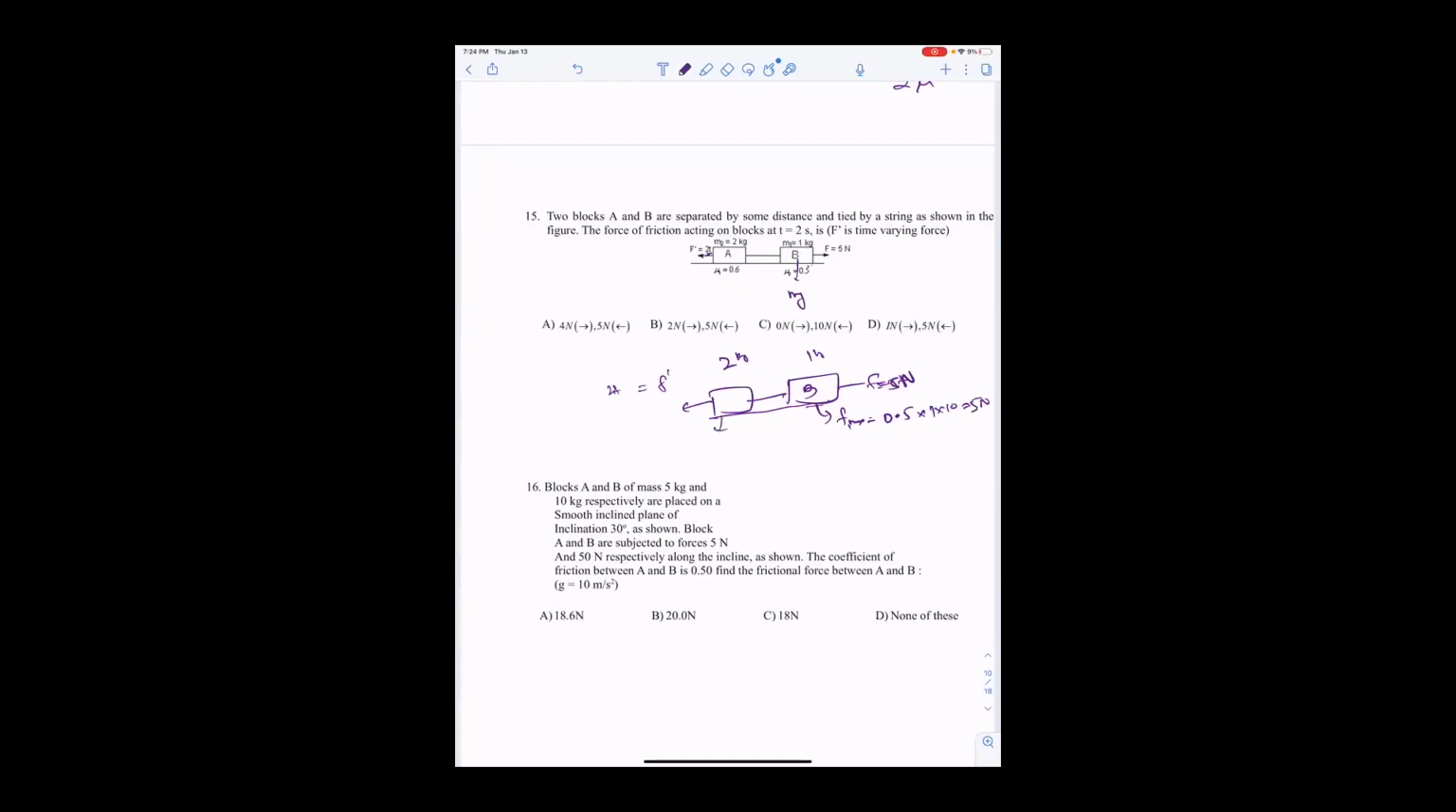And what about this F max? F max is equal to 2 into 10 into 0.6. 2 mg, mass is 2, no? So friction is 0.6. So 12 Newton. Now, at t equal to 2 seconds, what is the F dash value? So F dash at 2 seconds is equal to 4 Newton.